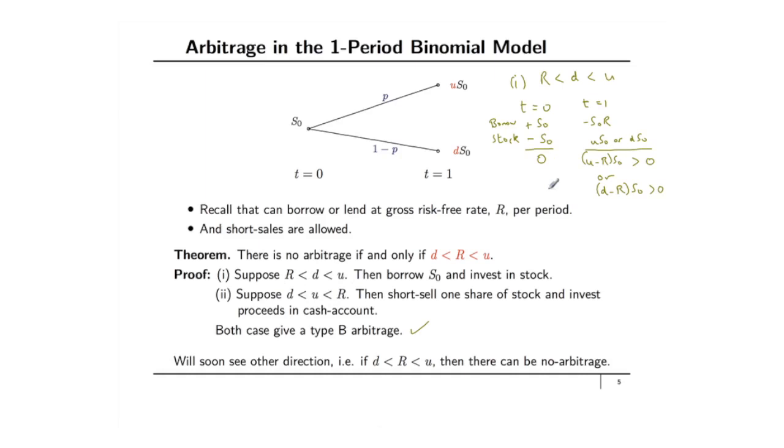So we're always going to assume later on that D is less than R is less than U, and that's because we don't want arbitrage to exist in our models. It's a standard economic assumption that there's no arbitrage. And the reason is if there was an arbitrage, then market forces would act very quickly to dispel that arbitrage. Supply and demand would drive the arbitrage away. So we're always going to be assuming there's no arbitrage.